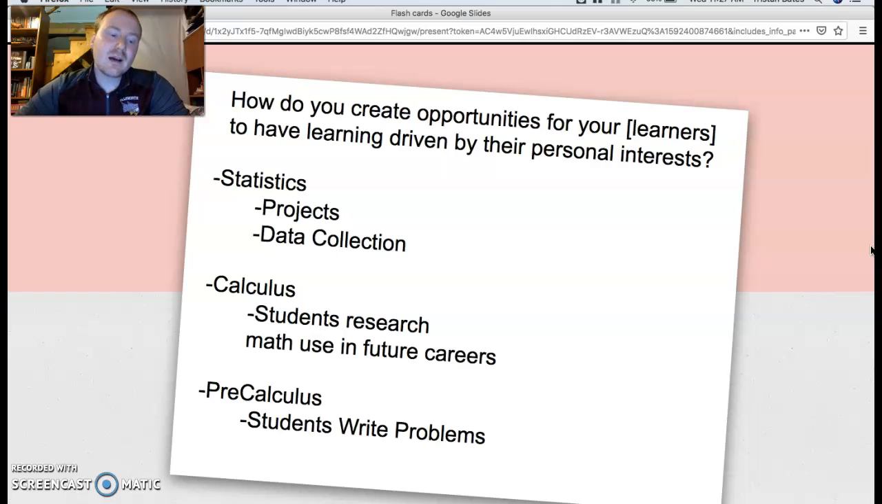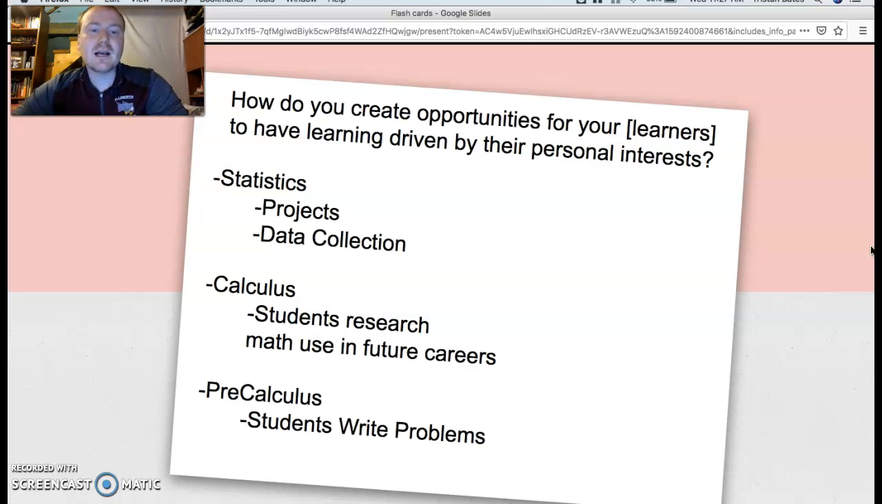In calculus, one of the first things I like to do is talk to them about what their future careers are going to look like, what they're interested in, because calculus is a senior level course, and then look at what type of math is used in that career. So what type of math will they need to know? Even if it's not calculus, it's still an important thing for them to know what type of math that they really need to be fluent in.